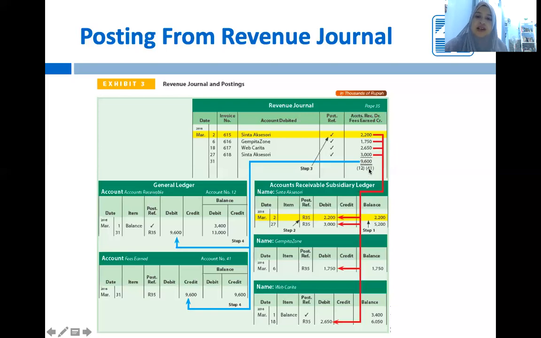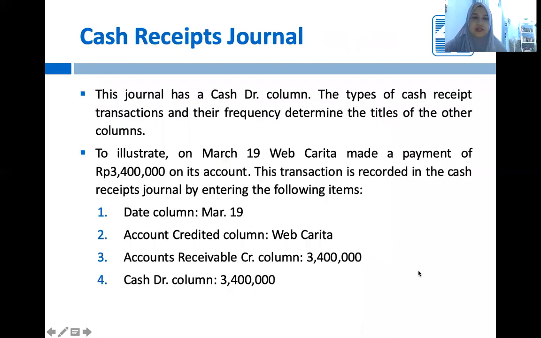And here, 41 in the bracket means we have posted accordingly to the account fees earned, or revenue, which is account number 41. We also need to indicate where this is coming from, the reference posting here: R35 again, revenue journal, page 35. Hope you are following me.